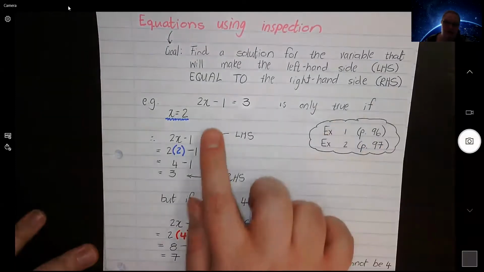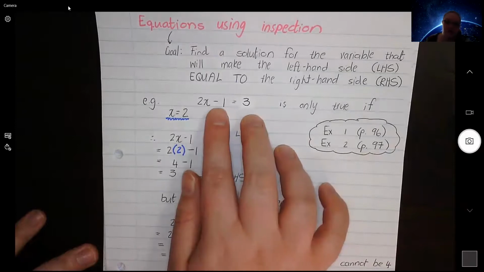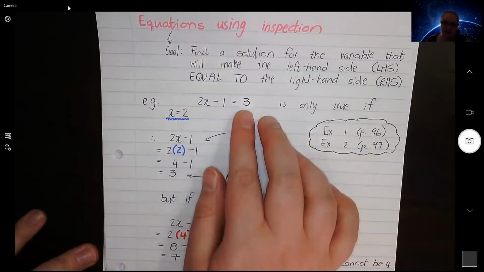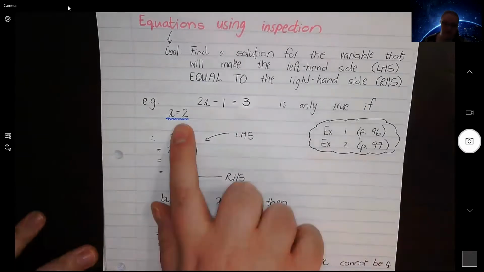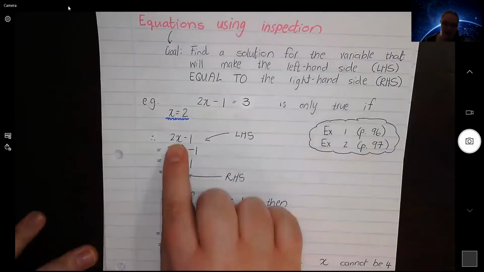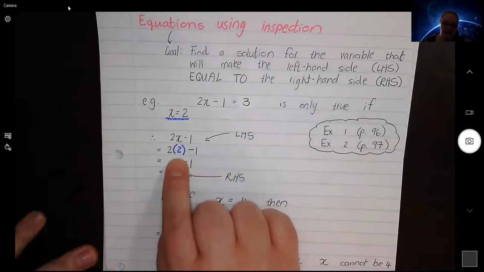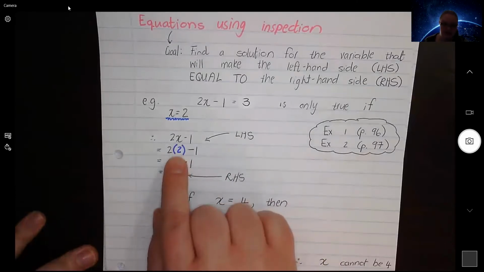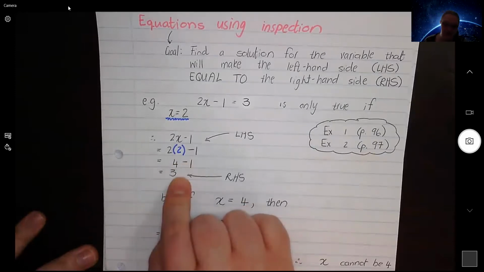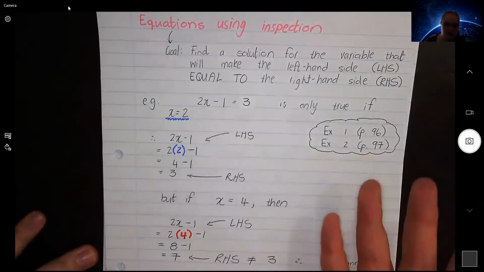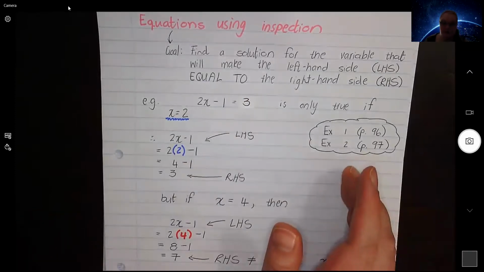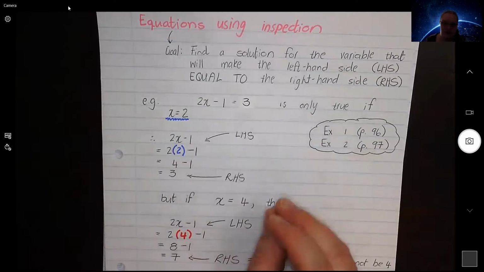Okay, so for example, 2x minus 1 is equal to 3. Now, the only thing that will make this true is if x is equal to 2. Because if we look at the left-hand side and we plug in 2 in the place of x, then we have 2 times 2, which is 4, minus 1, which is 3, and 3 was the right-hand side. Okay, so it's only true if x is equal to 2.